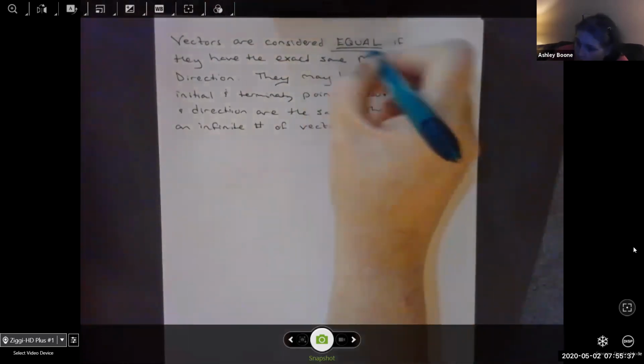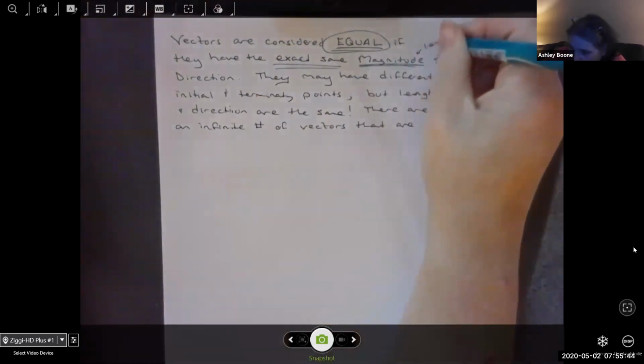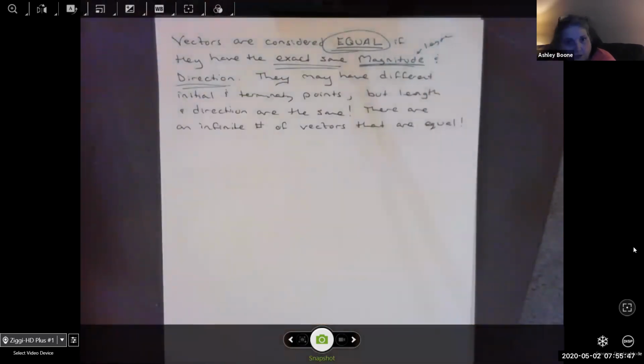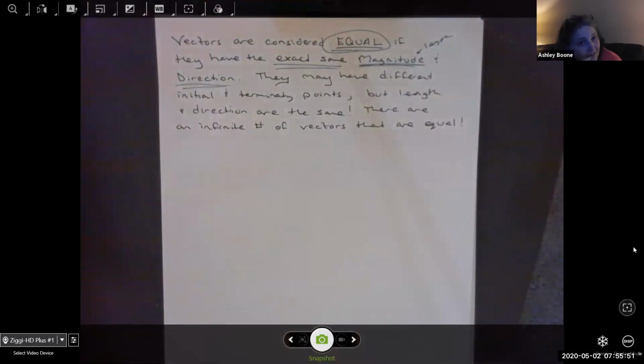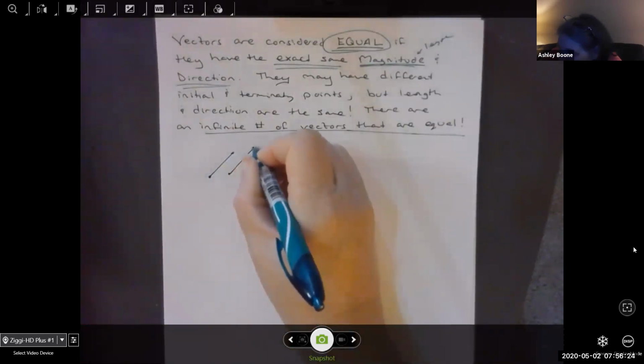Vectors are considered equal if they have the exact same magnitude, remember that's the length of the vector, and direction. Okay, so if they're pointed the exact same direction. Slope, think about slope of a line. If they all have the same slope, they're moving the same way, except they have to be directed in that same direction in this case. You might have different initial and terminating points, but the length and the direction are the same, okay? You could have an infinite number of vectors that are equal. They do not have to have the same starting point or the same ending point, okay? I could have this vector here, okay?